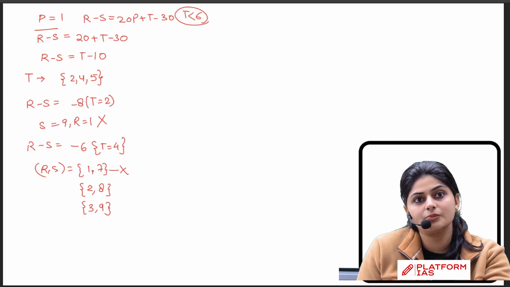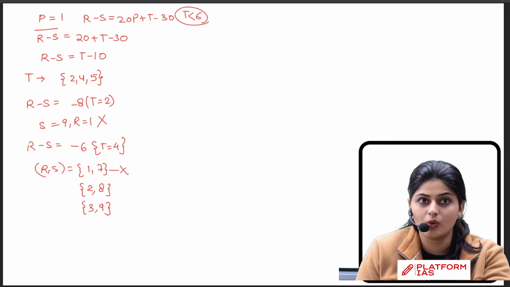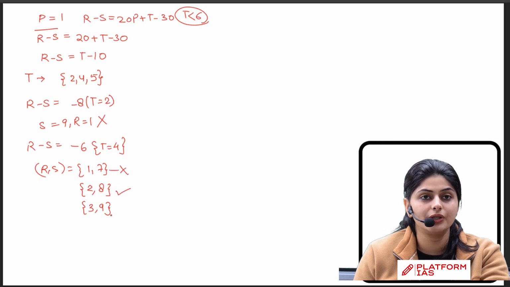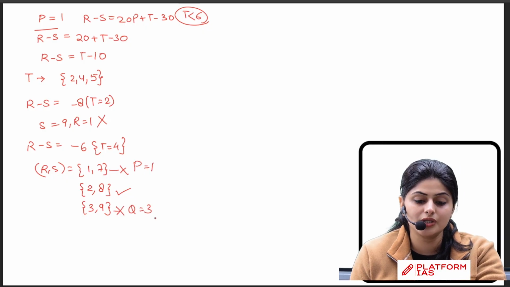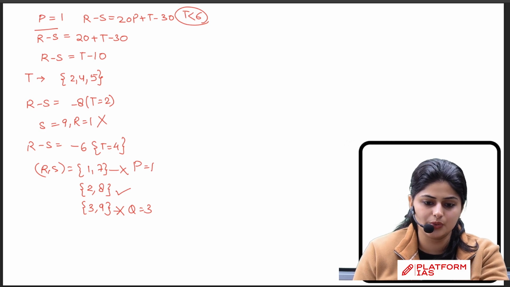This is not possible. Why? Because p is also 1. This is a valid solution. This is not a valid solution because q is 3. Here p is 1, so it cannot be the solution. Here q is 3, so it cannot be the solution.